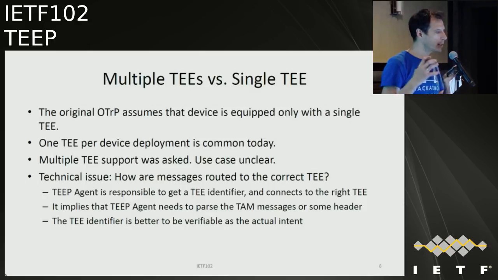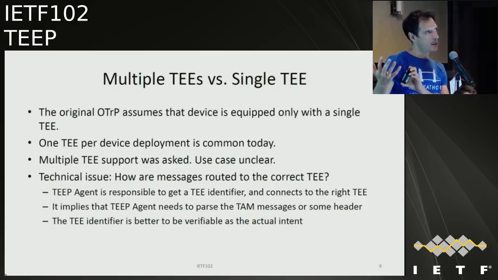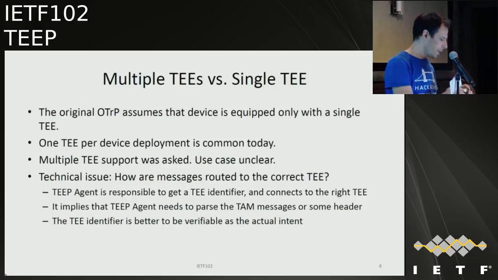And an assumption, and we're going to talk about the terminology as well: there was this middleman that relayed the OTRP messages back and forth, and it didn't have any understanding of the content of those messages. It was purely a relay passing messages from the secure world, if you will, to the DAM and backwards. So how can we do that?